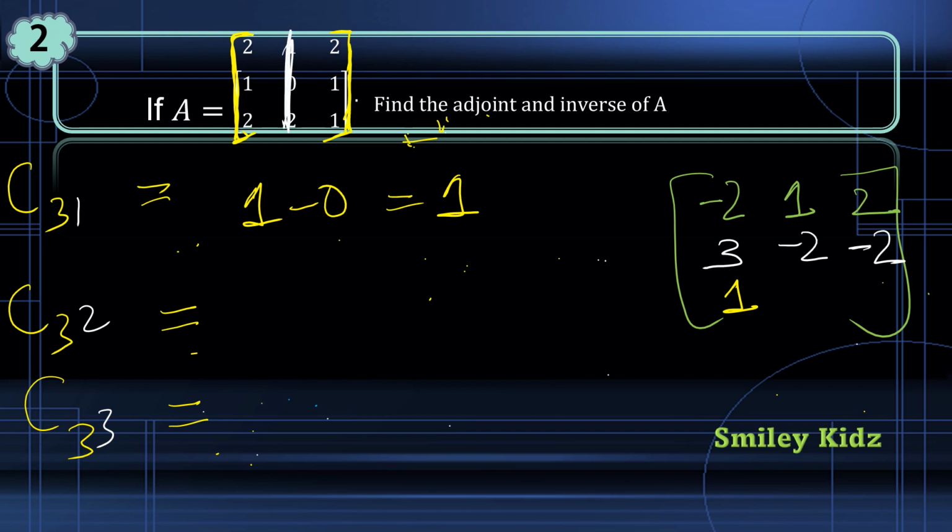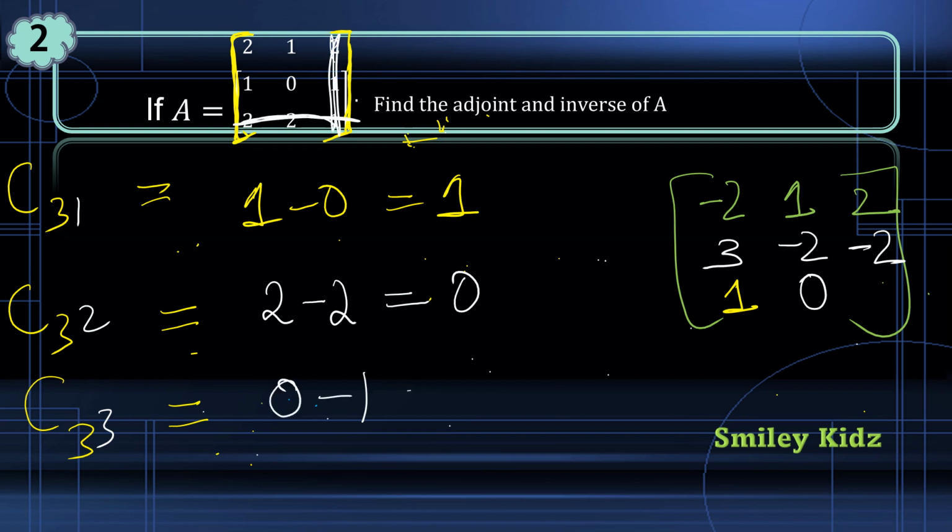Let's cut down the rows and columns. 2 belongs to. Here you have 2 minus 2, that will be equal to 0. Let's write down 0 over here. Then let's cut down the rows and columns. 1 belongs to. Here you have 0 minus 1, that is minus 1. It will remain minus 1 only. This is our cofactor matrix.